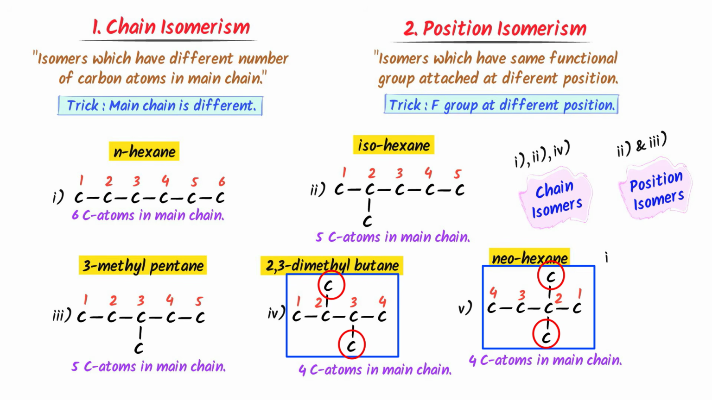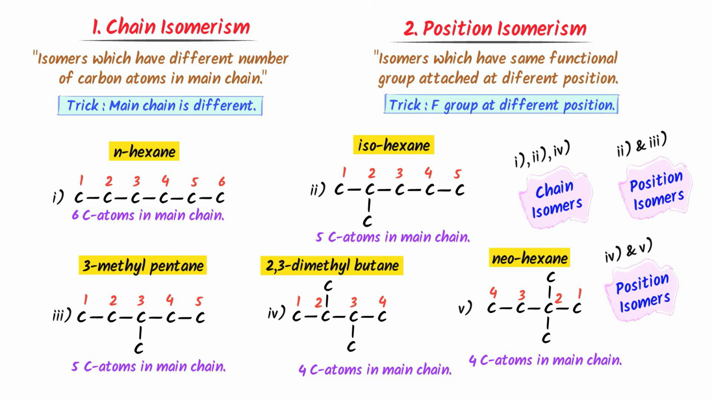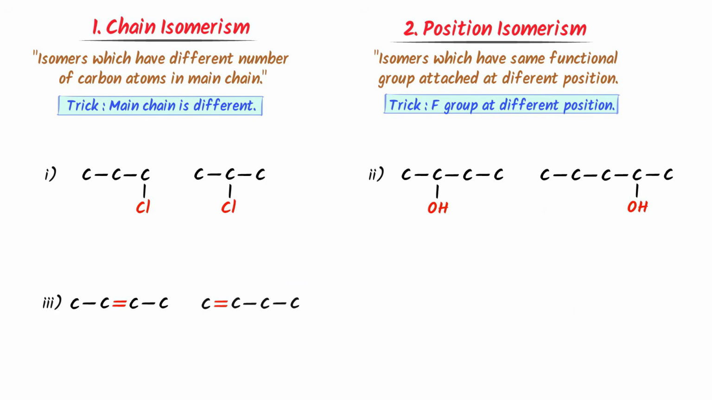These both isomers have the same carbon chains, but functional groups are present at different positions. Hence, the fourth and fifth are also position isomers. Hence, note it down. Finally, consider these isomers. Pause the video and try to find the isomerism.